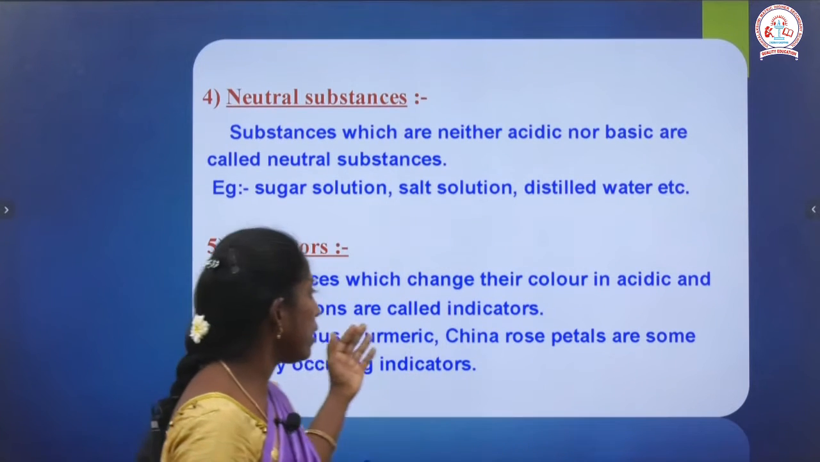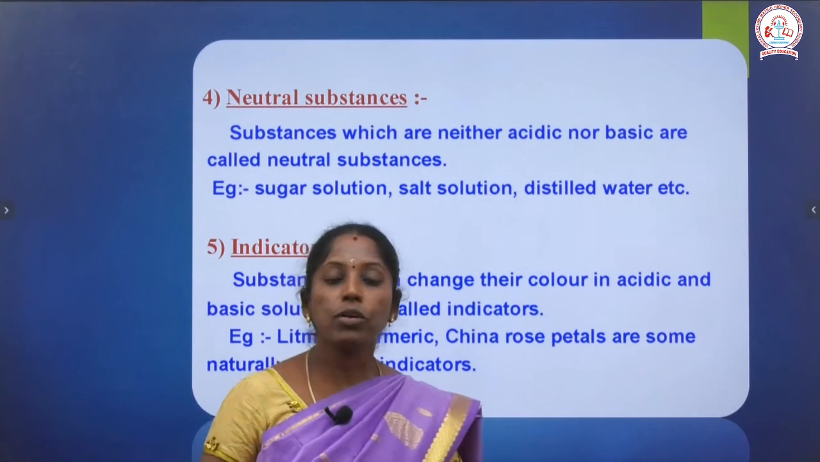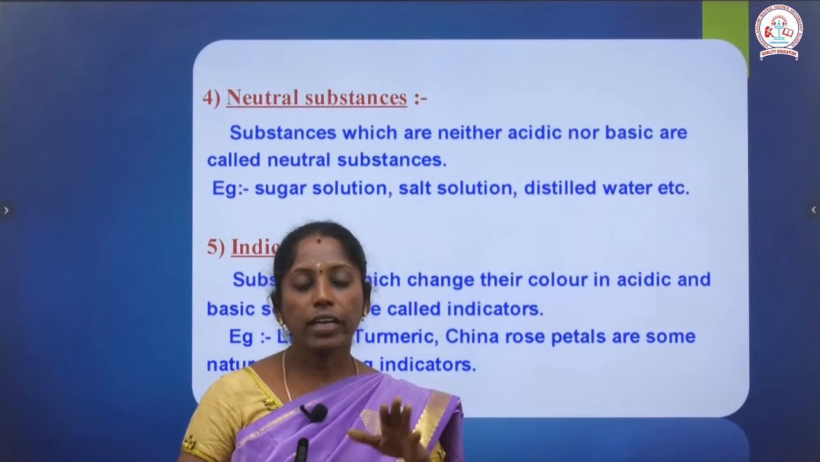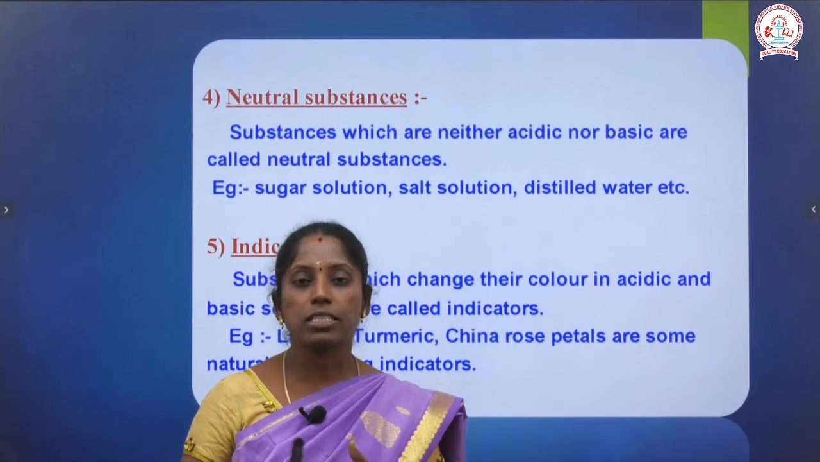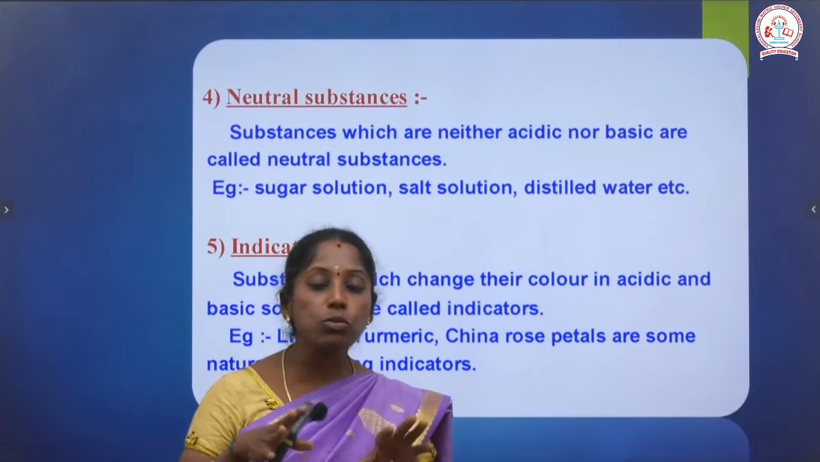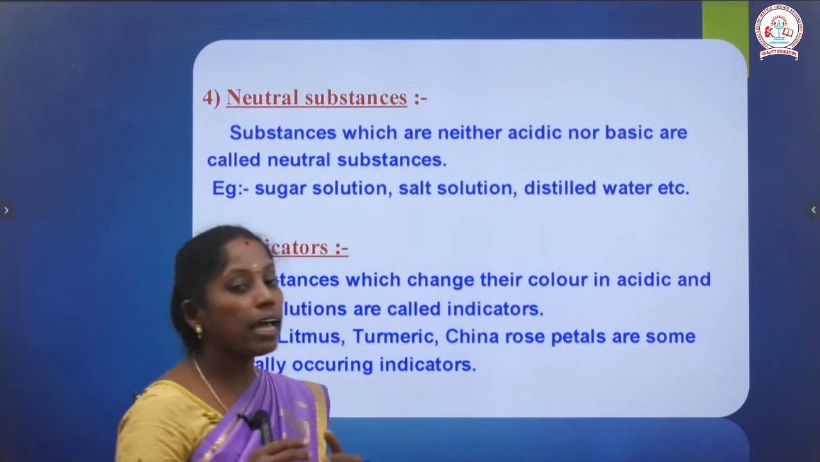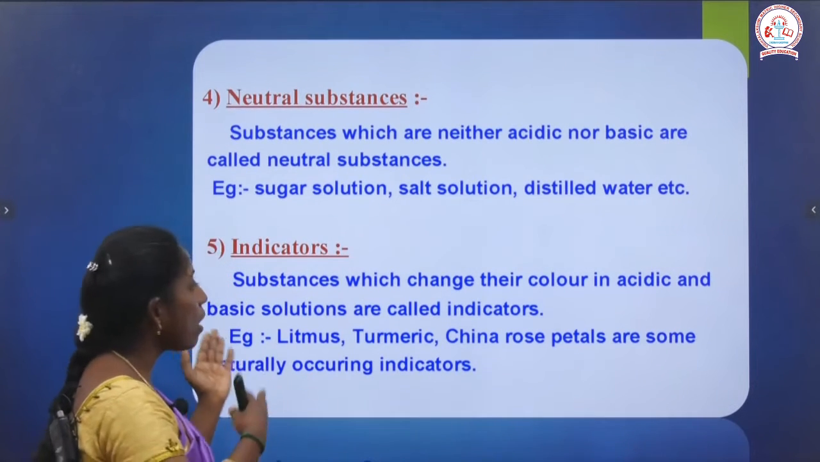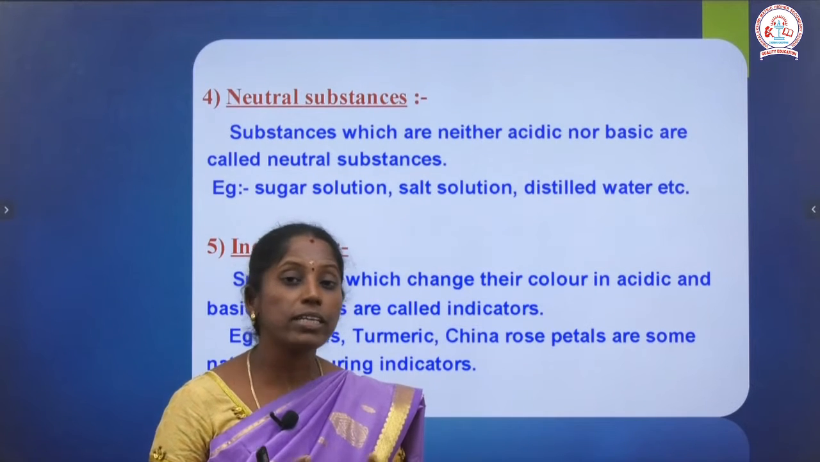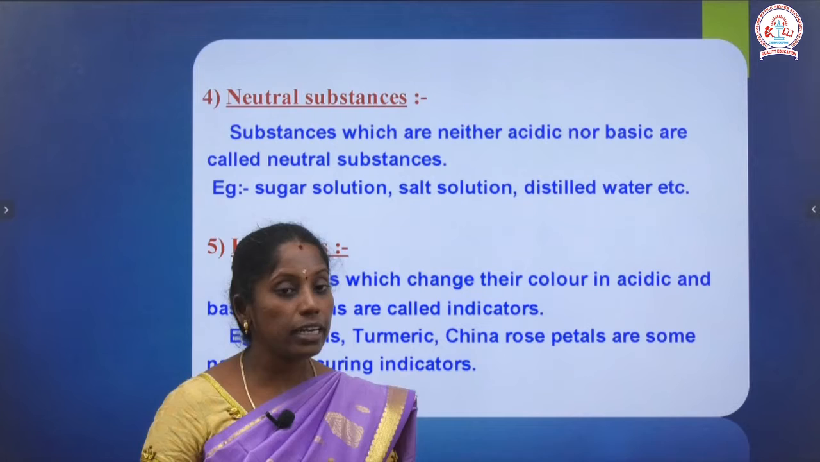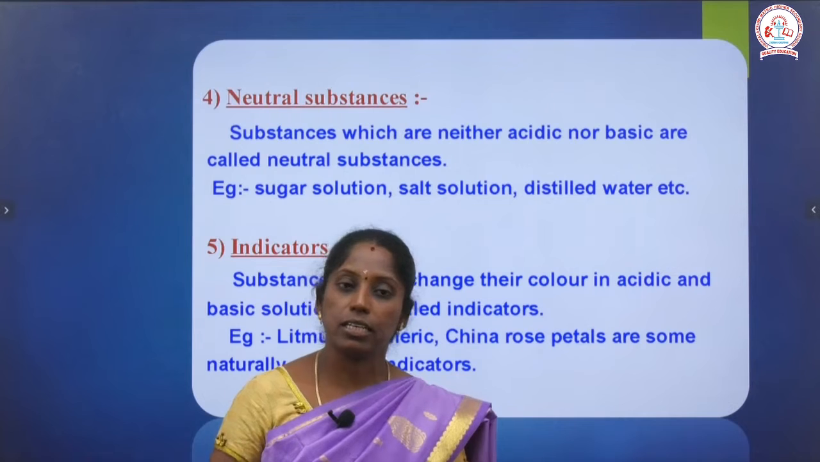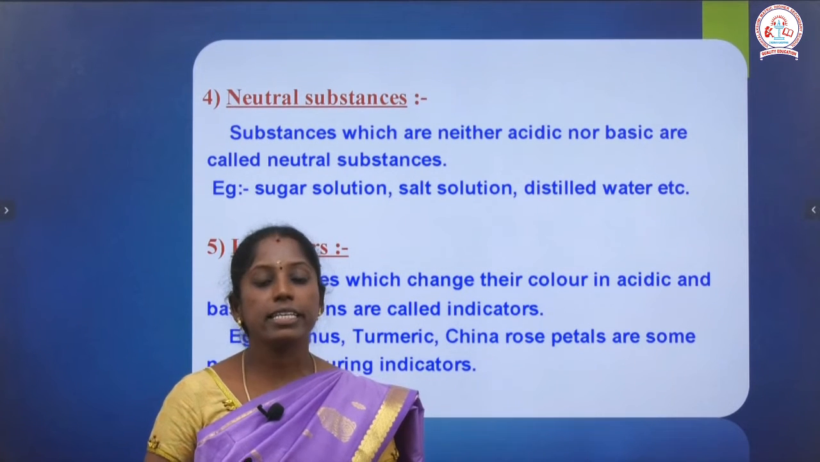Here we are using indicators. What is the use of indicators? We know that acid and base are both colorless like water. We cannot drink and tell that this is a base, this is an acid. So to identify whether it is an acid or a base, we can use indicators through color change. With a color change, we can identify acid and base easily. Such substances we call indicators. Substances which change their color in acidic and basic solutions are indicators.